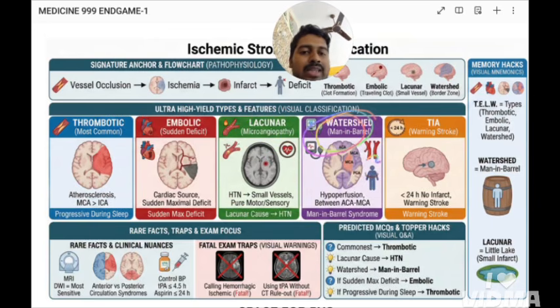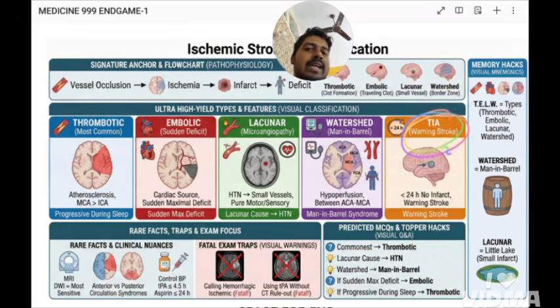Then watershed. What is a watershed area in the brain? Watershed area means there are some areas which are supplied by one artery only. Like this much is supplied by the middle cerebral artery. This is by the posterior cerebral circulation and anterior cerebral. So these are like hardcore territories, in which there is no interchange, no collateral circulation. That is known as watershed area.